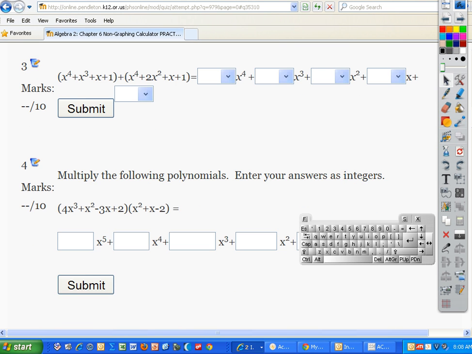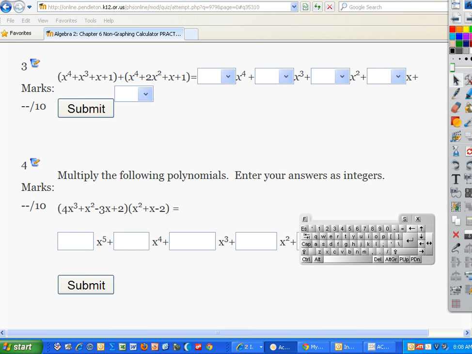Okay. Now, what about this one? Looks complicated, is it? Extremely simple. What are we doing? We're adding polynomials. Just add like terms. So if I've got x to the 4th plus x cubed plus x plus 1, plus this other polynomial, just add up the like terms. So how many x to the 4th do we get? Well, it looks like 2.